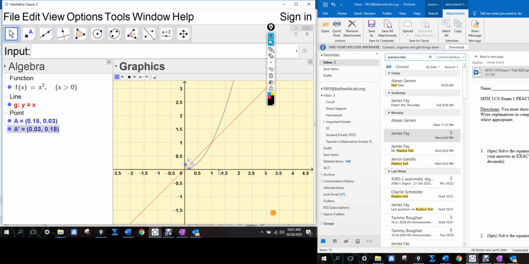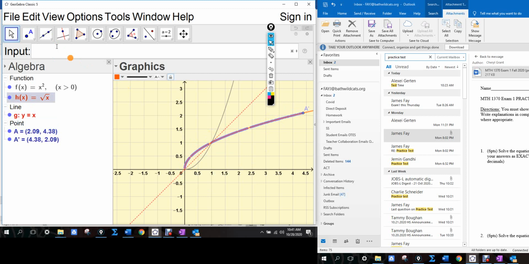So I'm going to take that and let it trace A prime, just show me where it's been. So that curve right there is the inverse of x squared. And you guys said that that was square root of x. Does that convince you, when I type in square root of x and it graphs the whole thing, that it was indeed the reflection of x squared for when x was bigger than 0?